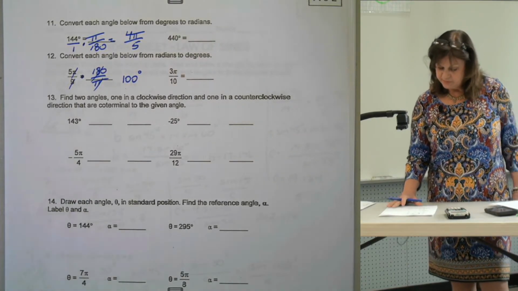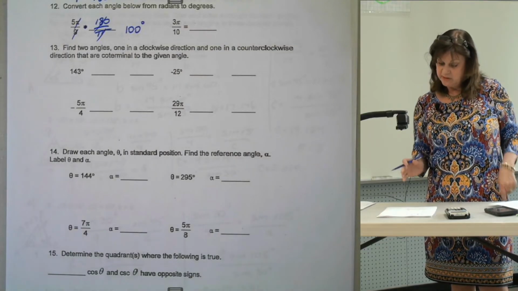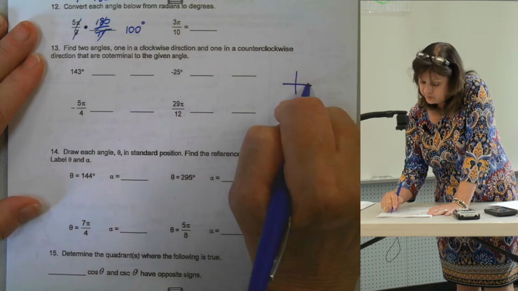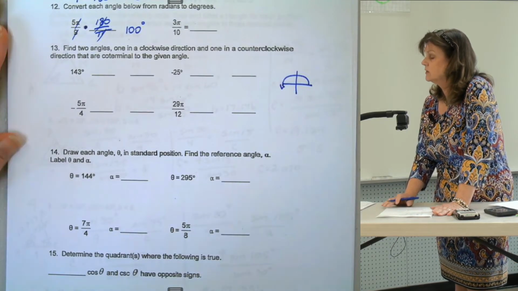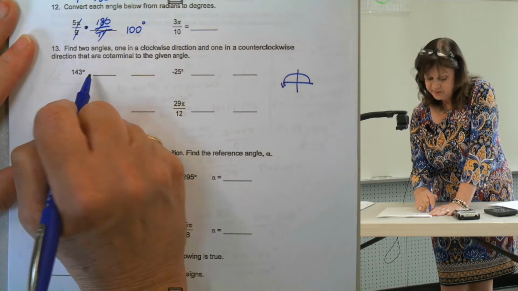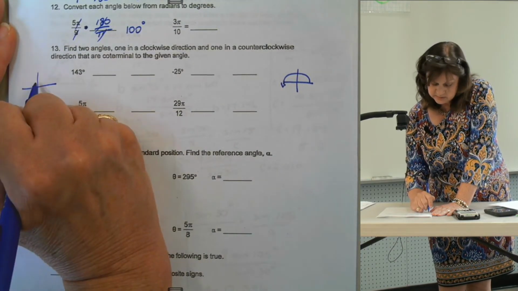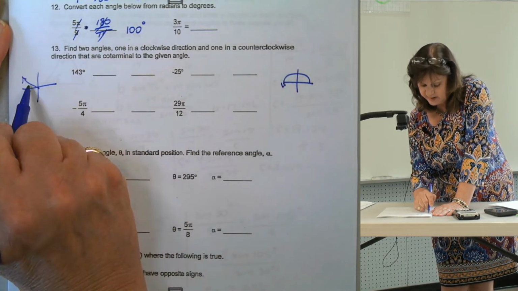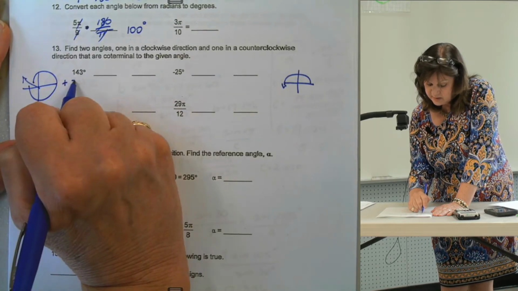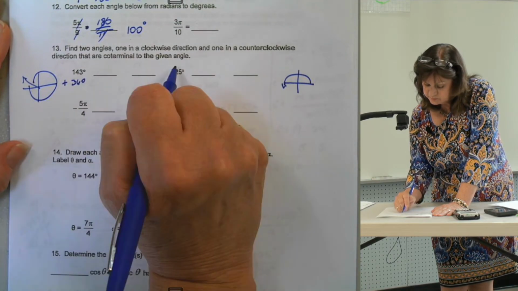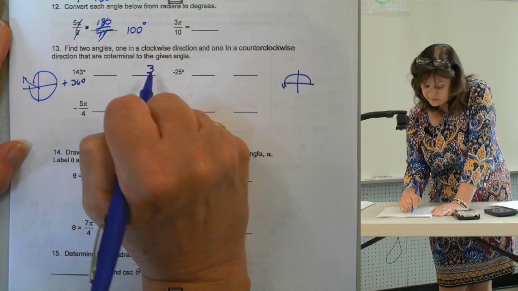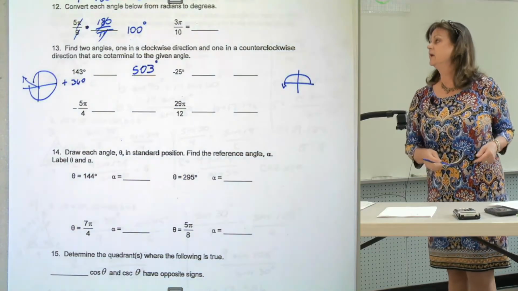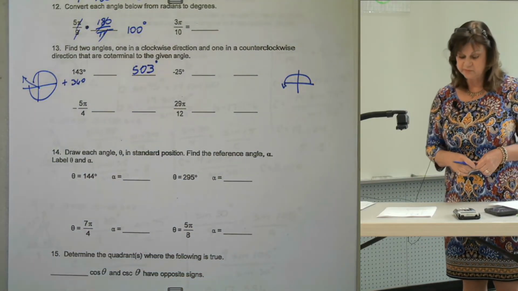All right, problem 13. Find 2 angles, one in a clockwise and one in a counterclockwise direction. Remember, if we are in our unit circle, we move normally counterclockwise. So if I'm at 143 degrees, give or take, here, and I want to go around again, I'm going to add 360. So I've got 503 degrees if I'm moving in a counterclockwise direction, which is the way the circle goes anyway.